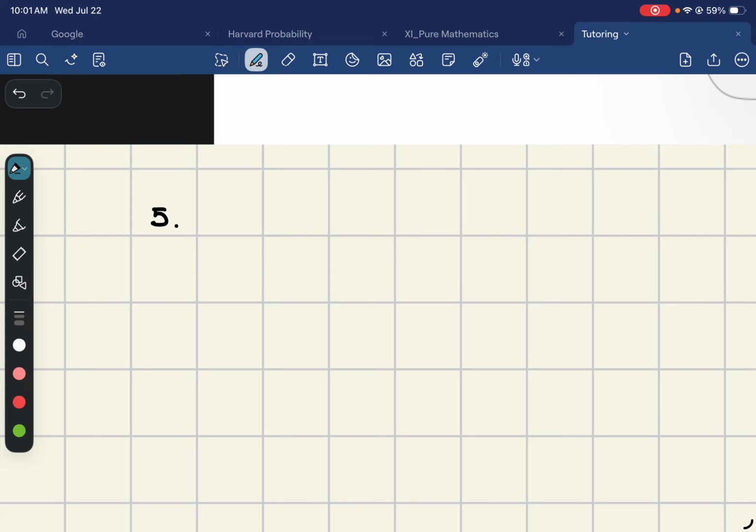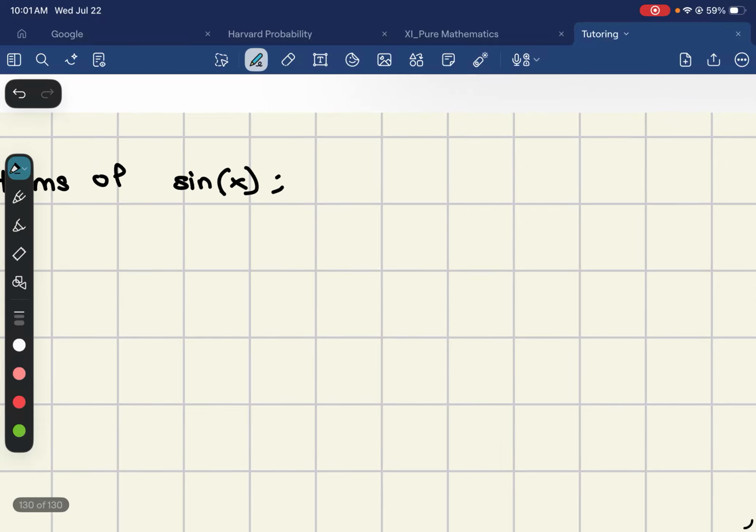I know it's not in the screenshot, but let me write it out for you. Question 5 says, I think it says something along the lines of, write in terms of sine x, and the expression that we have to write in terms of sine x is 2 sine squared x minus 7 cosecant squared x plus 4. And how do we write this in terms of sine x?